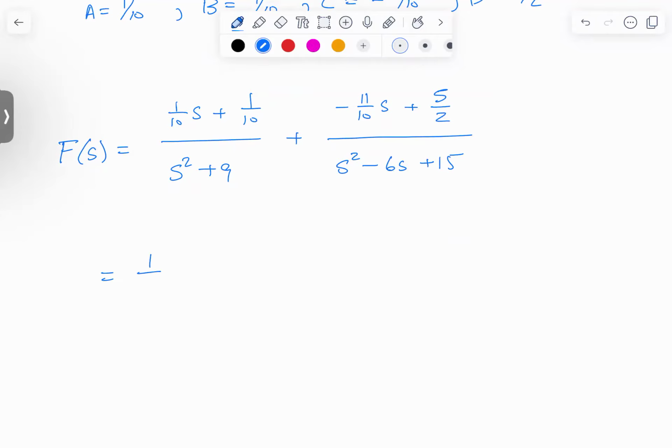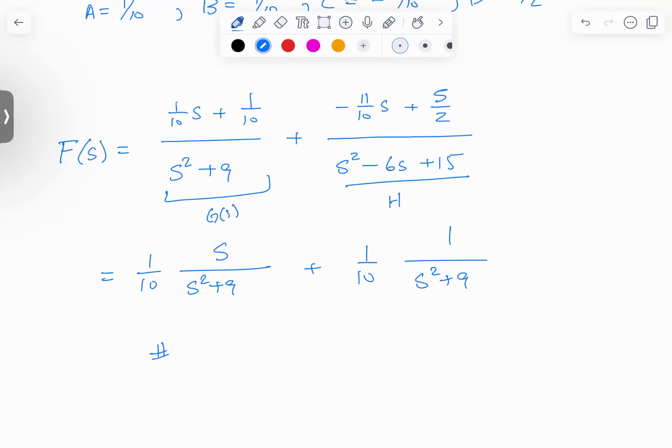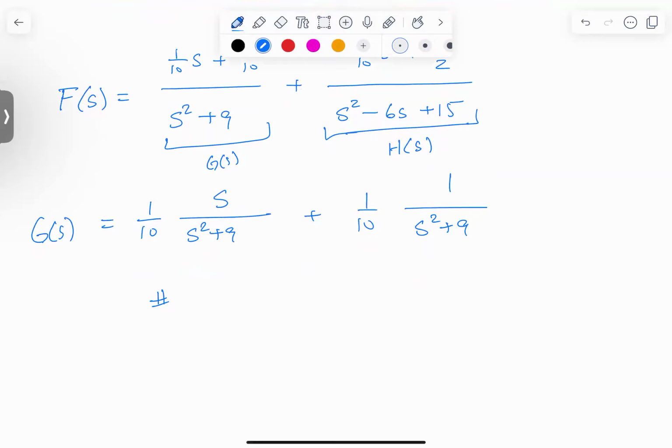So let's break that out. That becomes 1/10. But in order to do that, I'm going to separate the numerators, right? 1/10 s squared plus 9, plus 1/10 times 1, all over s squared plus 9. Excellent. This guy right here, number 8. So let's call this G of S. Let's call this guy H of S, just because we're going to have a lot of them. So number 8, dead on.